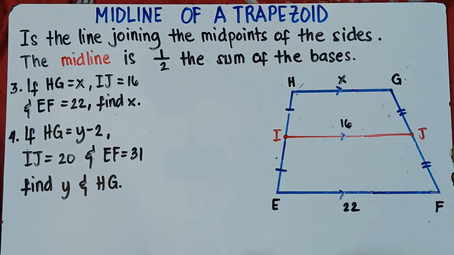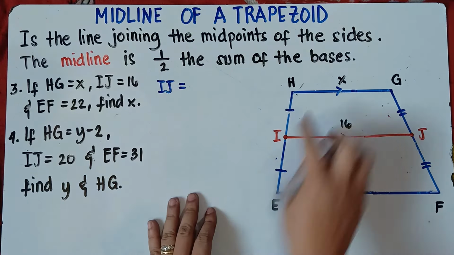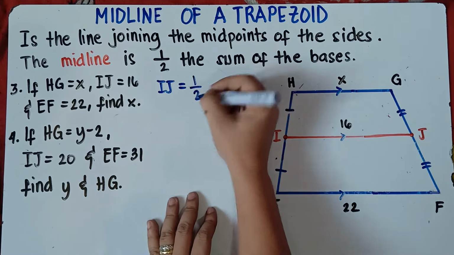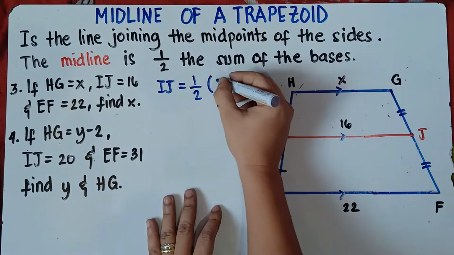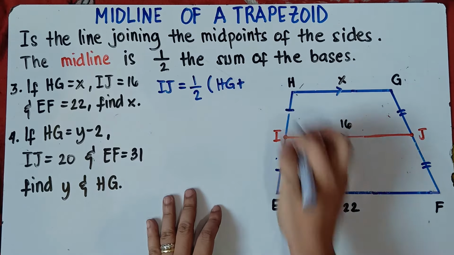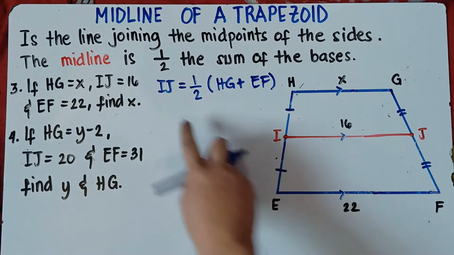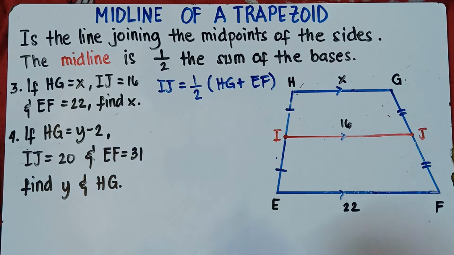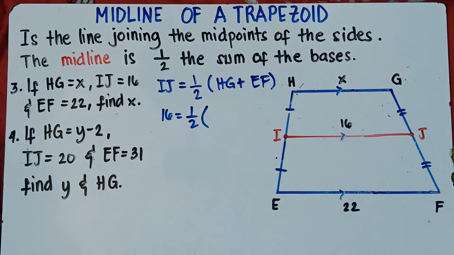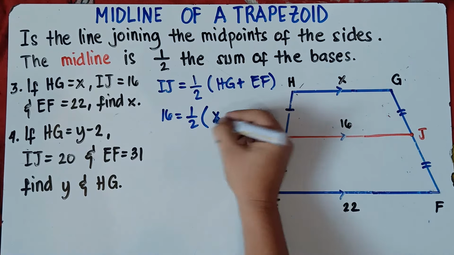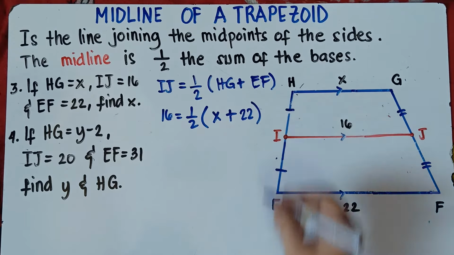Alright, so we use the formula. That would be the midline, that's ij, is equal to 1/2, do not forget 1/2, 1/2 the sum of the bases. So 1/2 quantity, the bases, hg plus ef. Alright, and then ij, we have given ij, that is 16. So substitute the value, that is 16, equals 1/2 multiplied by our hg is x, we're told to find hg, plus our ef is 22, then close parenthesis.